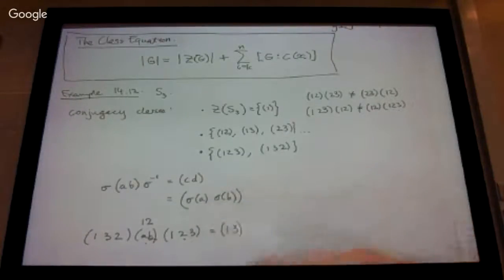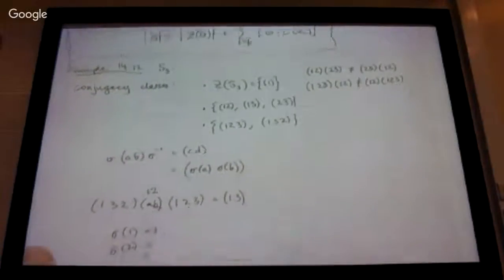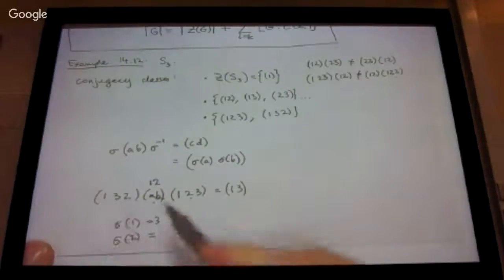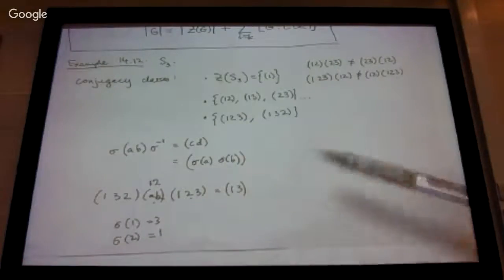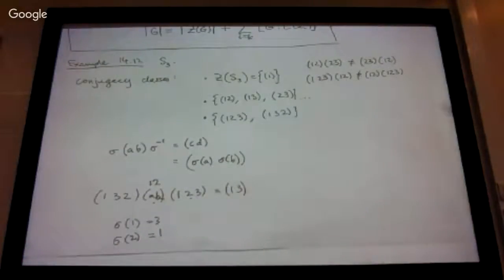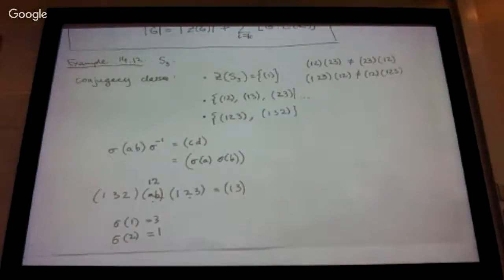And what is sigma of 1? 1 is A now. What is sigma of 1? It's 3. And what is sigma of 2? It's 1. Okay, so you're supposed to be getting a 3, 1 cycle, and you're actually getting a 3, 1 cycle. But that's not a proof. But at least it's not a counterexample.